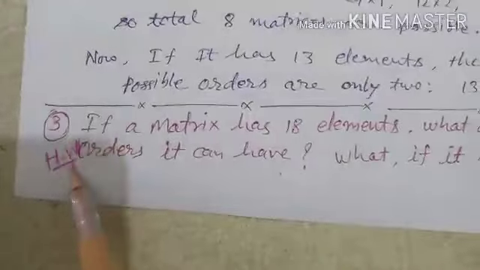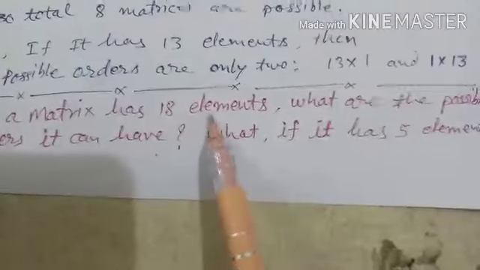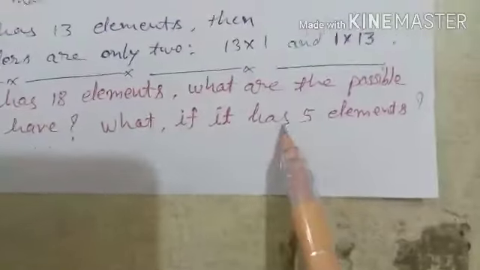Now question number 3, it is homework for you. If a matrix has 18 elements, then what are the possible orders it can have, and what if it has only 5 elements? So it is homework for you.